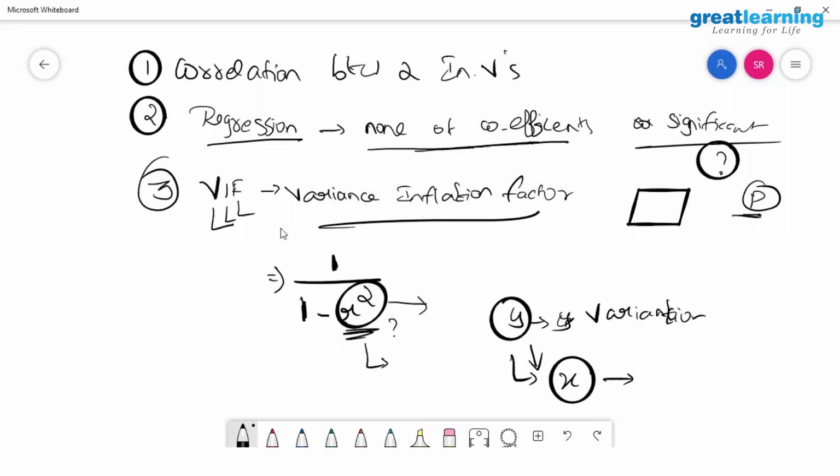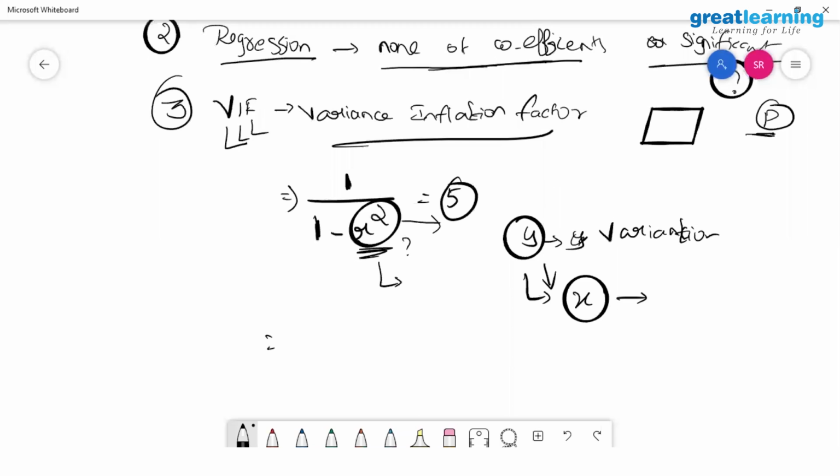So by default, as a thumb rule, we'll have it as 5. If you have 80% R squared, you'll get a VIF value of 5. If the value is more than 5, we call it highly correlated, the presence of multicollinearity in the data. We'll see that in detail in the next session, right?